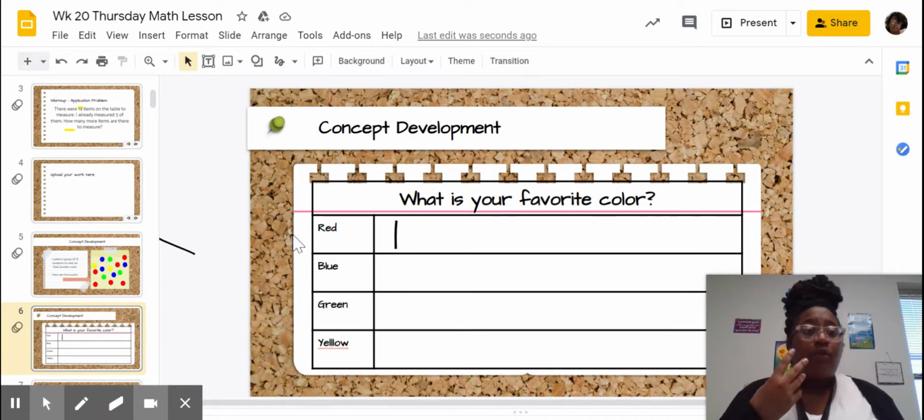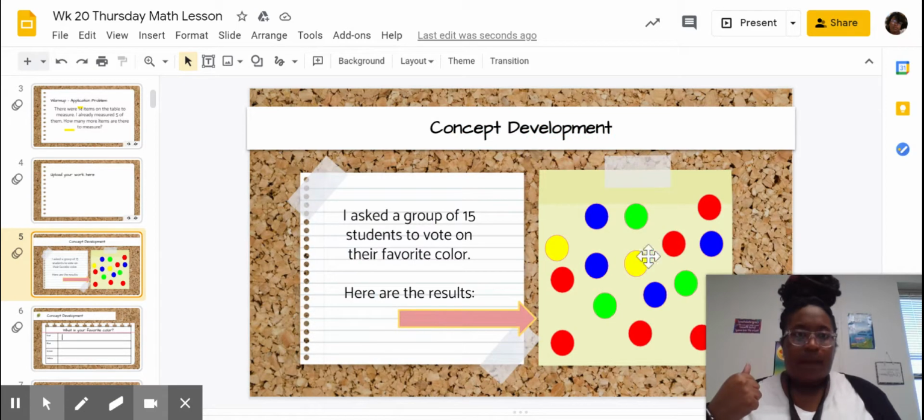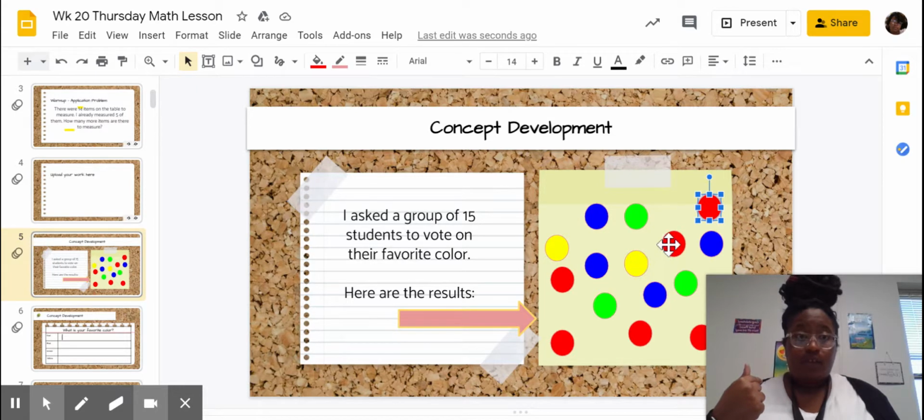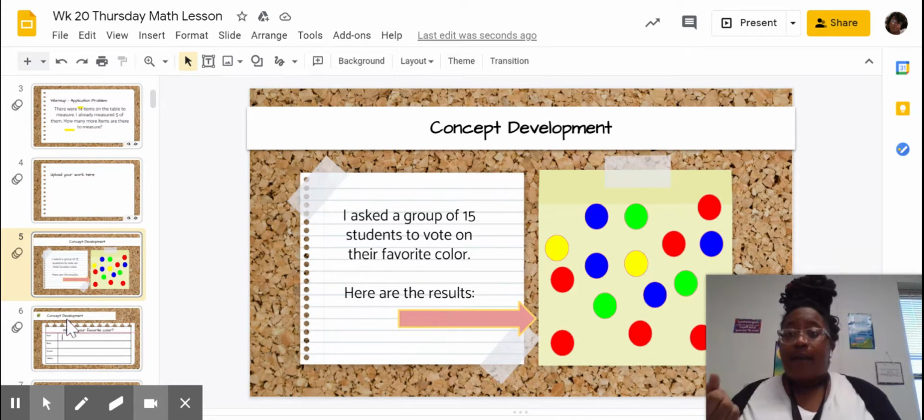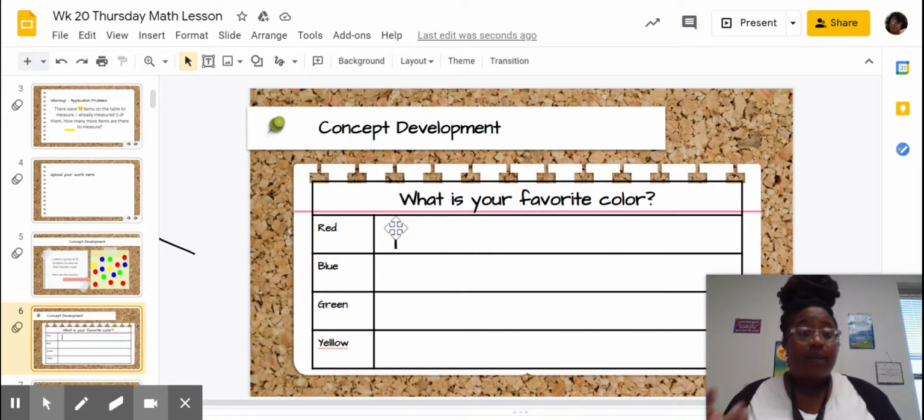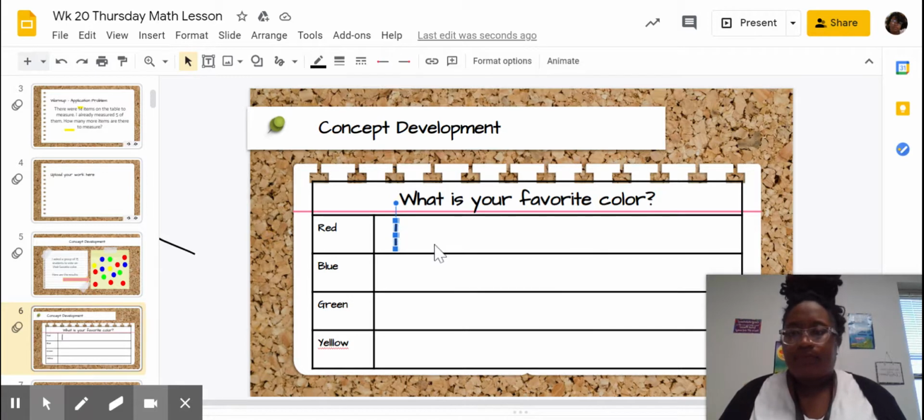So my first color, I want to know how many students chose red as their favorite color. Well, let me go back to my sticky note. I'm going to count the number of red circles. 1, 2, 3, 4, 5, 6. Now I can go back to my tally chart and I can put 6 tallies. We have 1, 2, 3, 4.